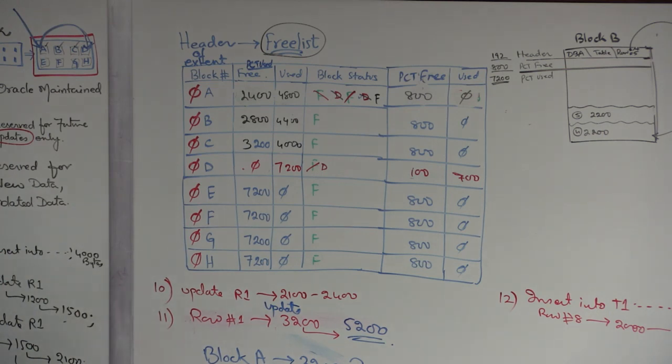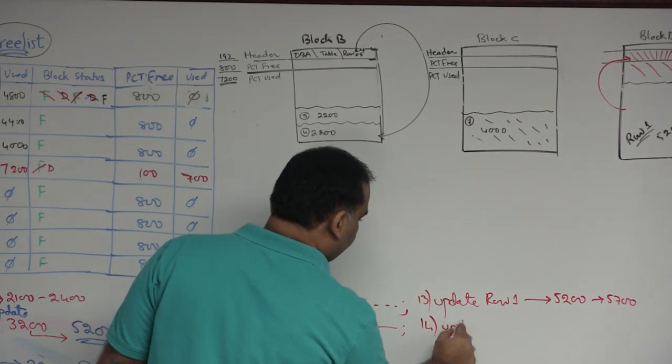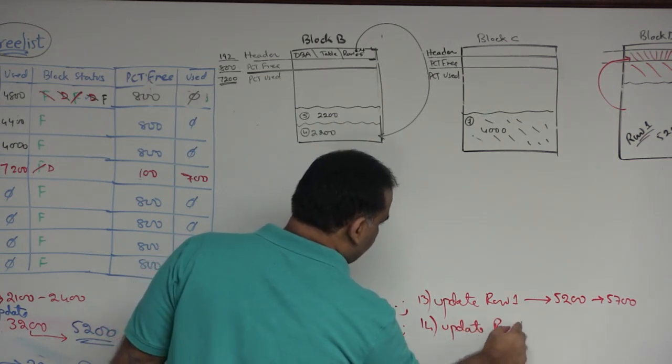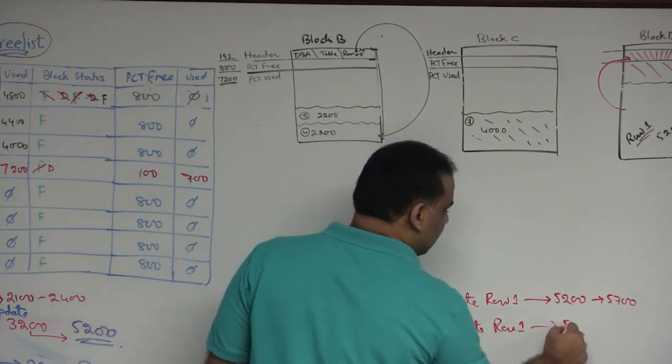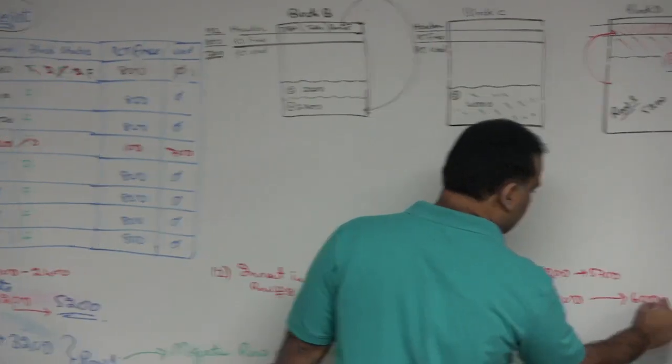Okay. Now we are going to have another update on the same row. Update row 1. This time, last time it was bumped to 5700. This time we have to get to the 6000 bytes.